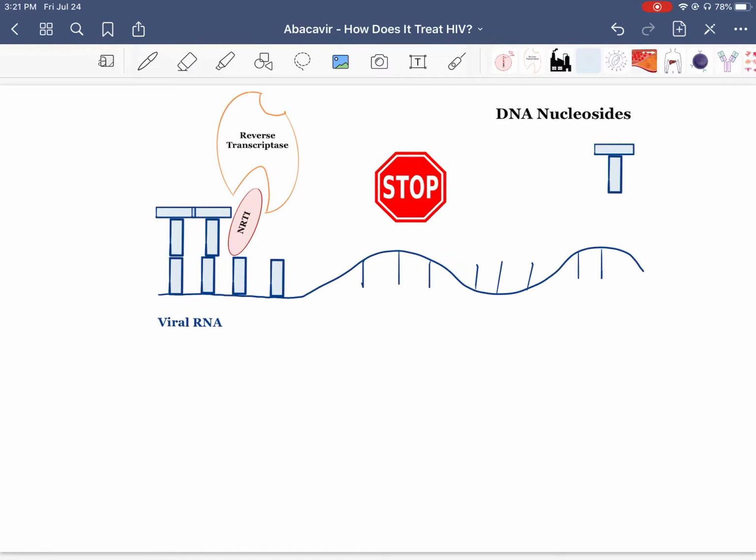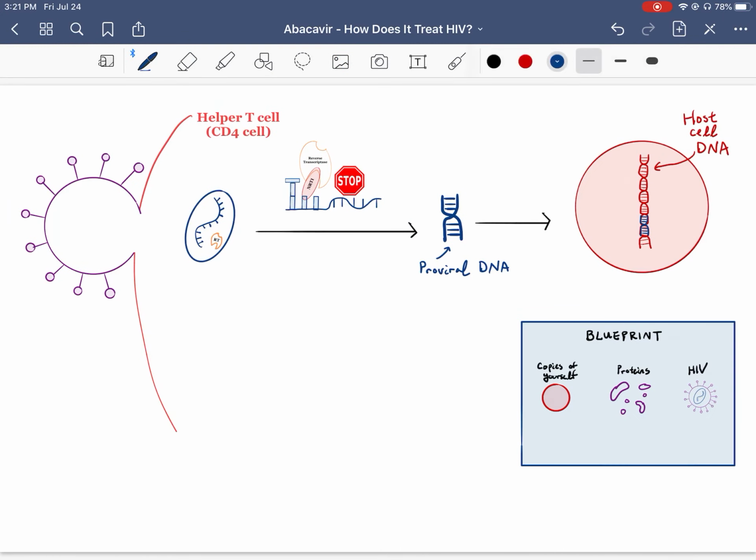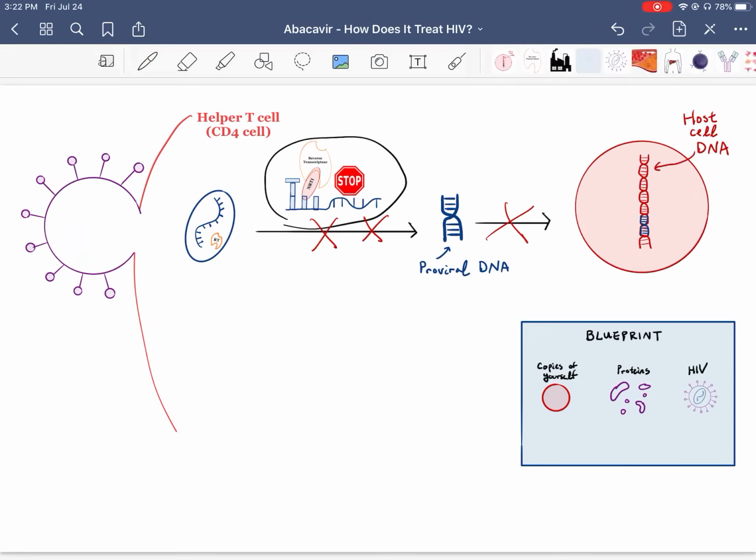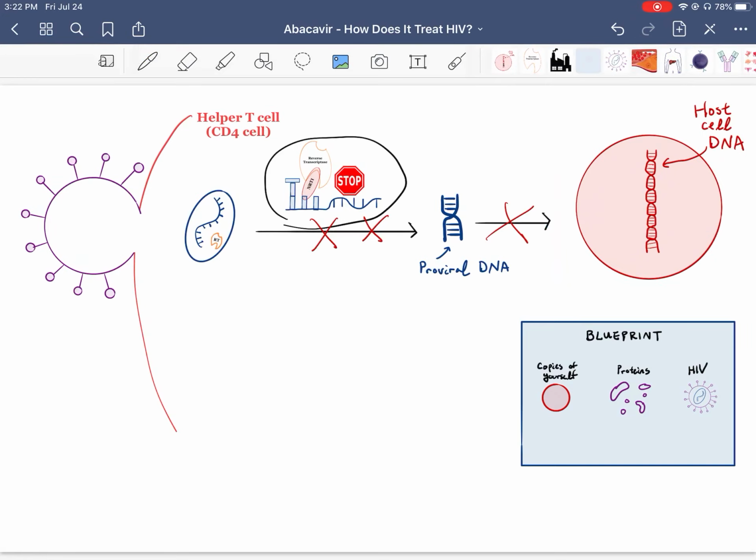Let's take a look back now at our host cell. The action of abacavir blocks the completion of the conversion of the viral RNA to the proviral DNA. Thus, HIV cannot hijack our host cell DNA and insert the instructions for HIV into our blueprint. This helps control our viral load, or the amount of HIV in our blood.